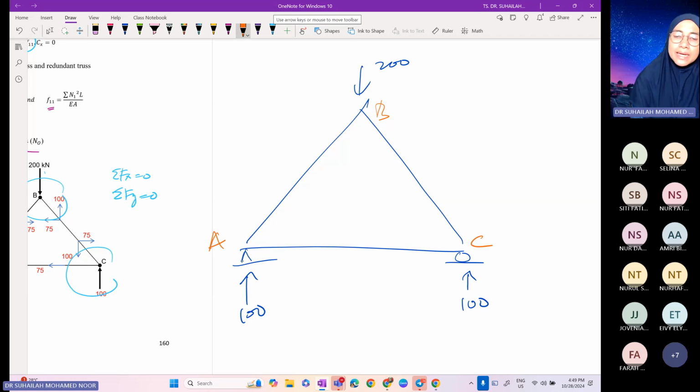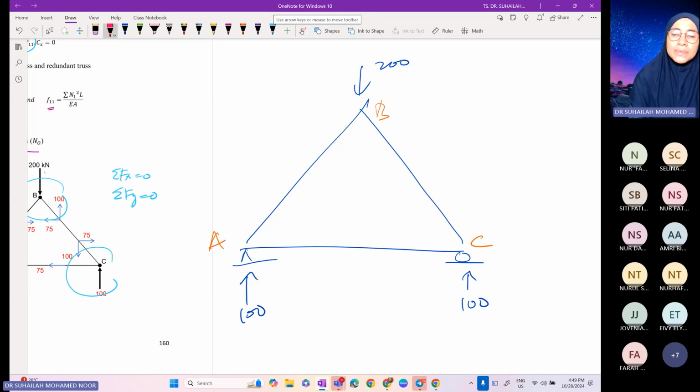Okay, for example dekat A, kalau ada 100 going up macam ni, mesti ada 100 going down. Dia mesti ada positif, mesti ada negatif. So that kita dapat 0, total Fy 0.